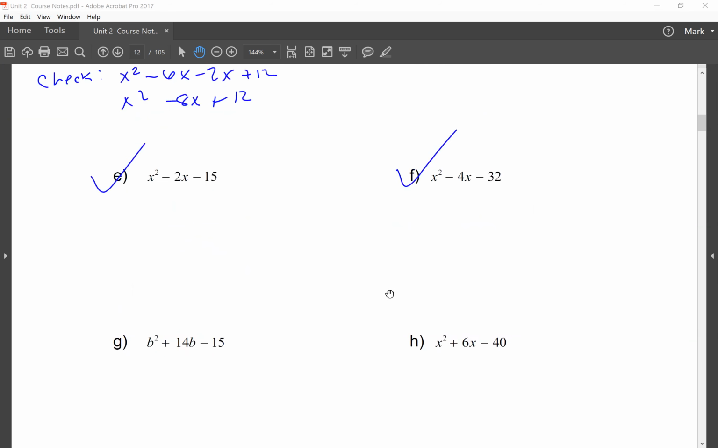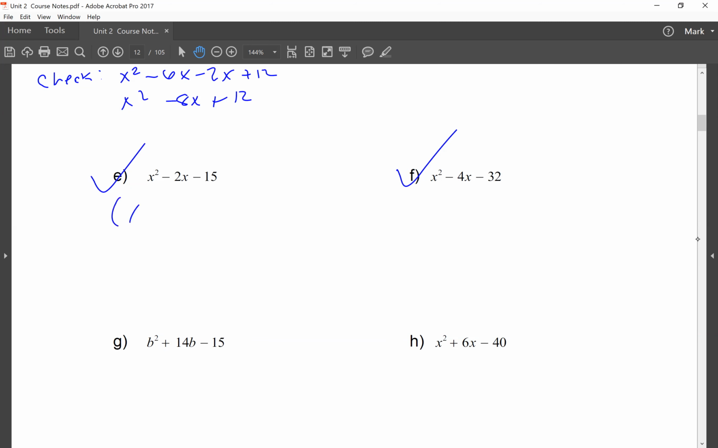All right, so E and F, what about E? Negative 15. Let's think of the multiples of that. I think 5 and 3 are going to work here. That's kind of where I start when I do this. I don't worry about negatives and positives. I think of combinations of numbers that are going to work. I don't think about positive or negative. So 5 and 3 will somehow make me a 2.